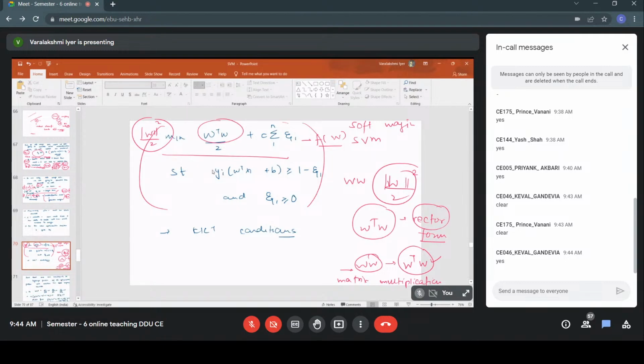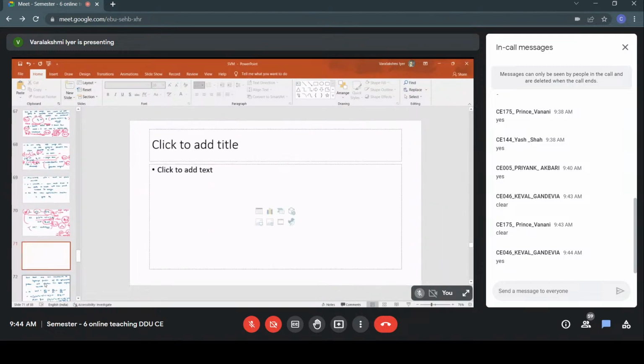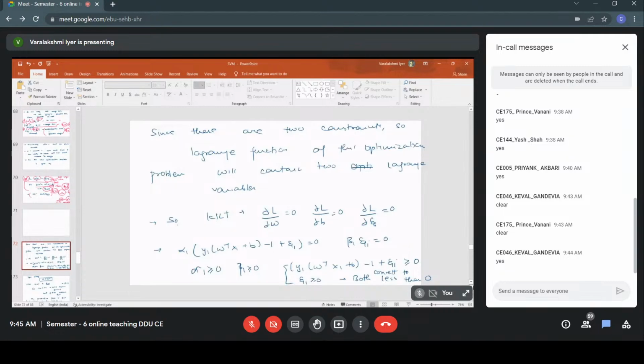Plus C into the sum over all the slack values that we have in the data set, such that this constraint needs to be satisfied: zeta i must be greater than or equal to 0, and yi into W transpose xi plus b must be greater than or equal to 1 minus zeta i. And it also has to follow the KKT conditions that are given to you. What are the KKT conditions that will be derived in this case? Following are the KKT conditions.